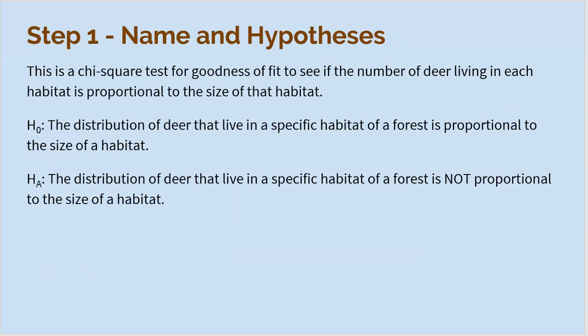All right, so the null hypothesis was that the distribution of deer living in the specific habitat of a forest is proportional to the size of the habitat. So the null is what scientists have always believed, that the number of deer is equal to the proportion of the size of the habitat. And the alternative is literally just throwing the word not in there, saying that the distribution of deer that live in a specific habitat of a forest is not proportional to the size of the habitat.